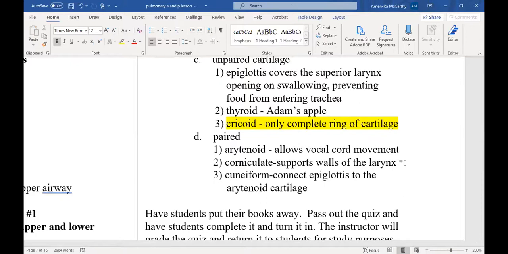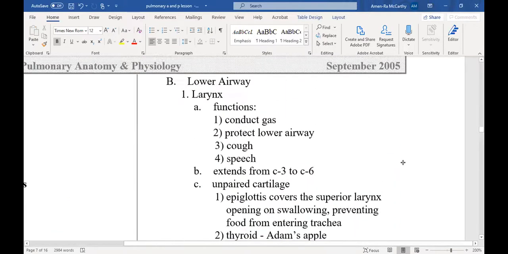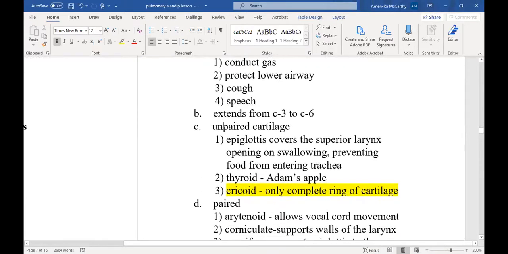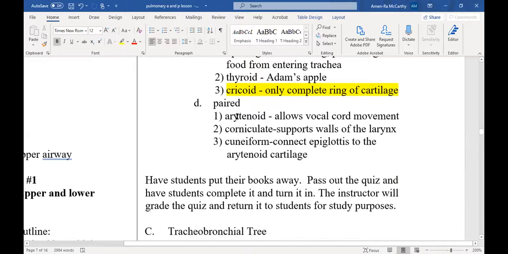All right. Then we have paired cartilage. The larynx also has paired cartilage. We're still talking about the larynx now. We said the larynx is the first part of the lower airway. We talked about the larynx functions. We talked about where it is. And it has unpaired and paired cartilage. The paired cartilage is arytenoid. The arytenoid cartilage allows for vocal cord movement. That's what allows the vocal cords to move. Okay. The corniculate supports the walls of the larynx. And the cuneiform cartilage connects the epiglottis to the arytenoid cartilage.